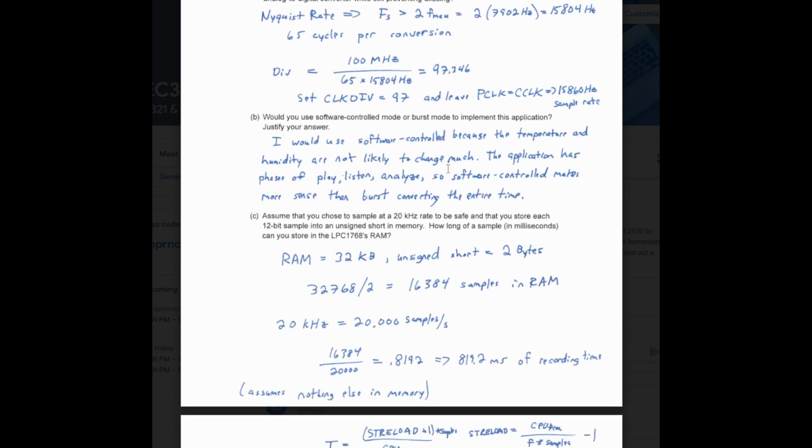Part B, would you use software controlled mode or burst mode to implement this application? So you can probably justify burst mode as well. It depends on what you're looking for, but as long as you have a reasonable justification for this type of question, I will give you credit.